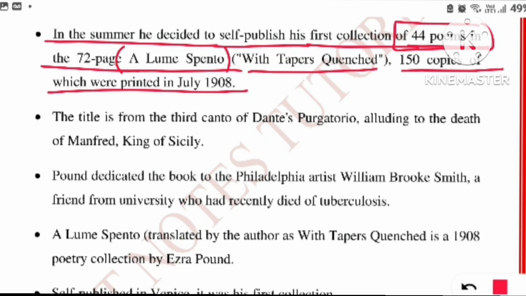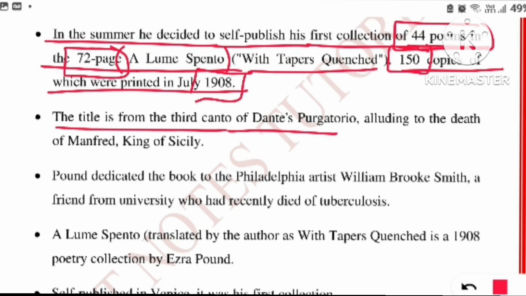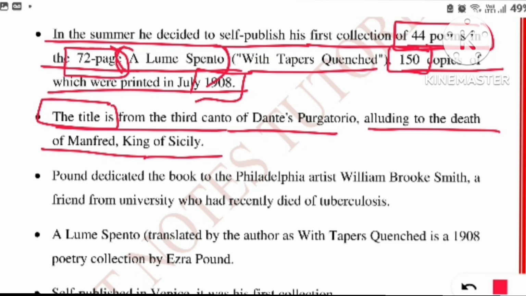And 72 pages. The title is from the third canto of Dante's Purgatorio, alluding to the death of Manfred, King of Sicily. So the title A Lume Spento is taken from Dante's work, that is Purgatorio, and this is because of the death of the king in Sicily. Sicily is in Italy.